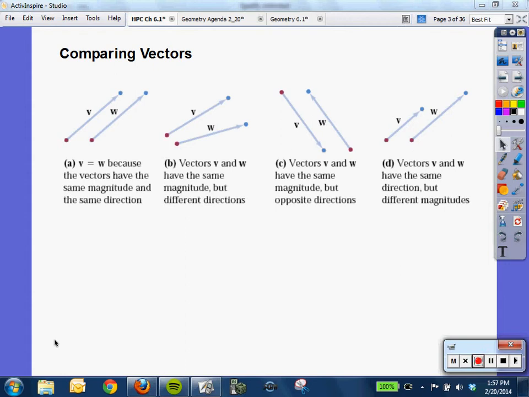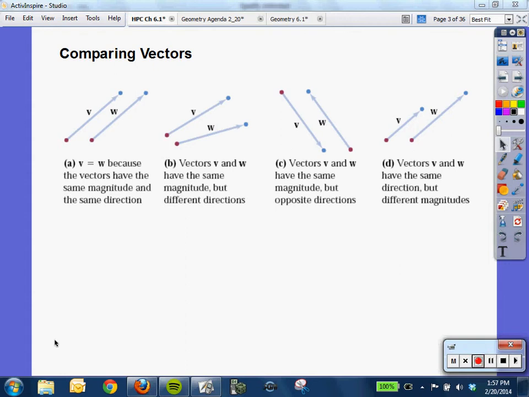You can have two equal vectors that are not right on top of each other. As long as your vectors have the same exact direction and length, they're equal to each other. So you can move vectors all around the place. As long as they're shooting off in the same direction and have the same exact length, they're equal to each other.